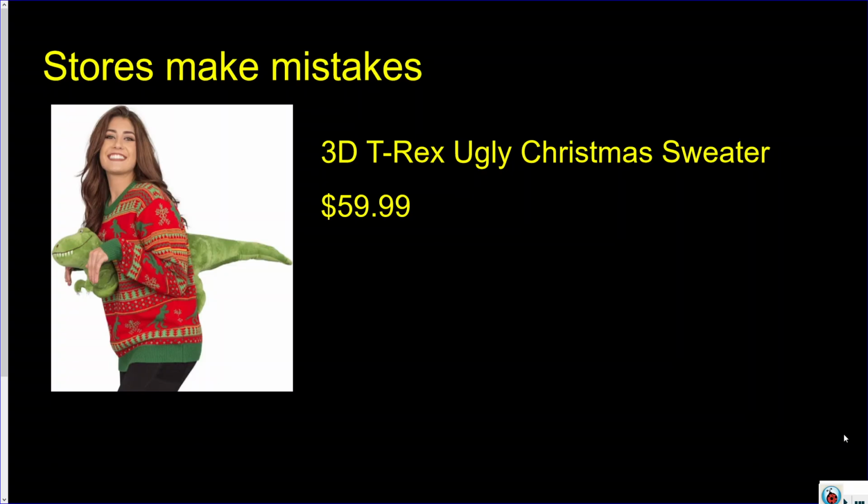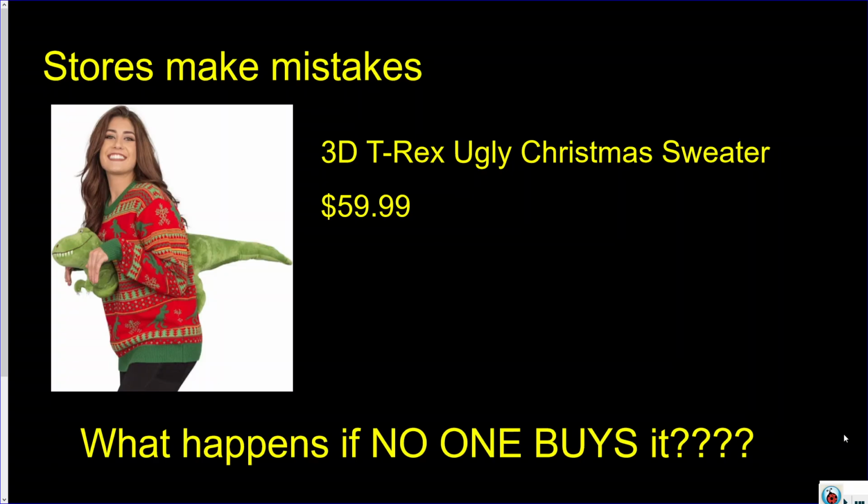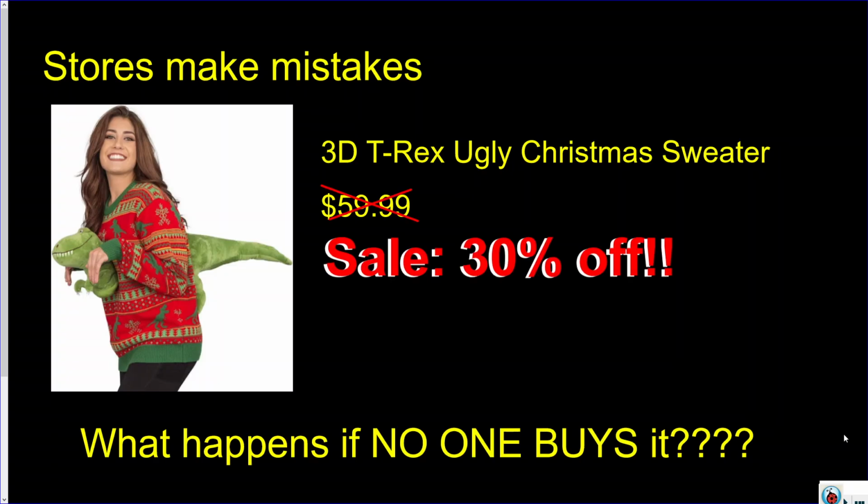So like this ugly T-Rex Christmas sweater that we see here, Amazon's trying to sell this for about 60 bucks. Well, if nobody buys it or not enough people buy it, they're going to have to go, uh-oh, what do we do? They'll have a sale. They'll slash the price. They'll say, let's just say it's 30% off. And then that price would magically go to $41.99. And if nobody buys that price, they'll do another discount percent, right? So they'll keep working on it.